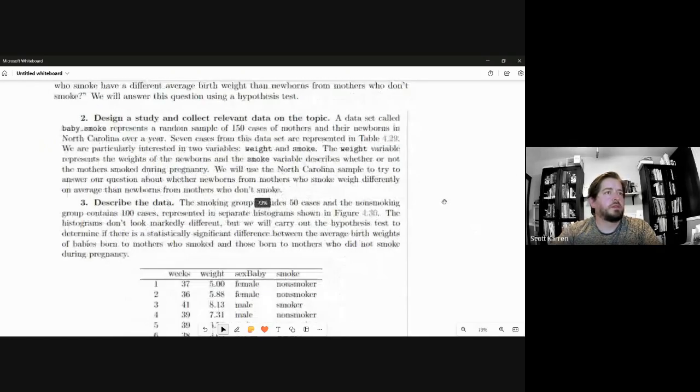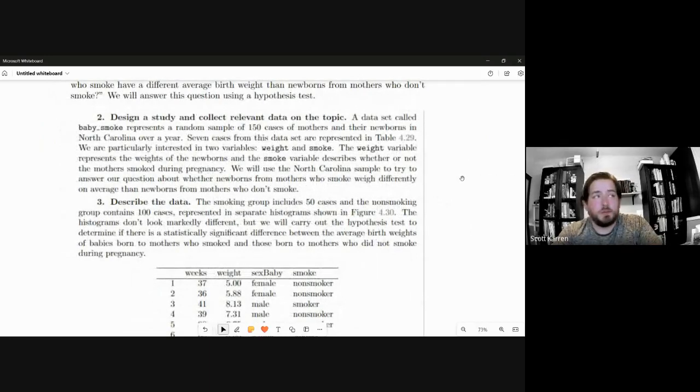All right, beautiful. So they have collected some data, right? So we need to design a study for this. It says a data set called Baby Smoke, which, whenever they refer to a data set, there should be some actual data set in the back of the book. But it represents a random sample of 150 cases of mothers and their newborns in North Carolina over a year, right? One could argue, since you limited yourself to North Carolina, you can only consider your population mothers in North Carolina. But again, we're just going to walk past that one and pretend it's not a problem.